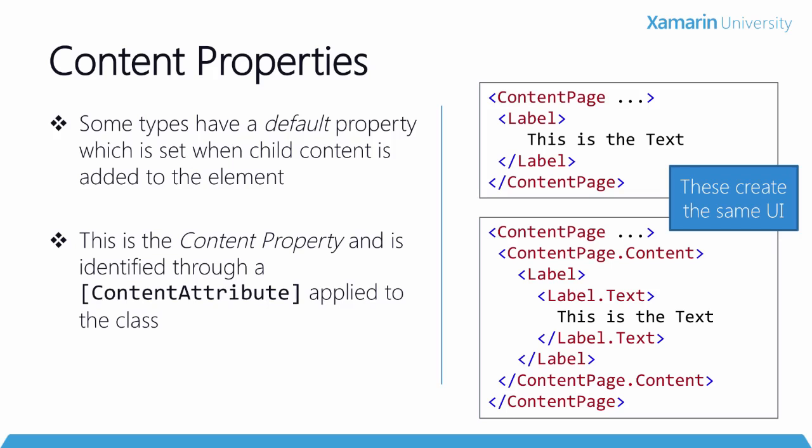We can fully break out the content page.content property, or we can omit the property element and just set the label as a child tag. These will set up exactly the same object graph. This is referred to as the content property, and is established by little metadata added to the type through a custom attribute on the class definition. It's a nice convenience, particularly for layout containers, so that we don't have to use the property element syntax to set the children.